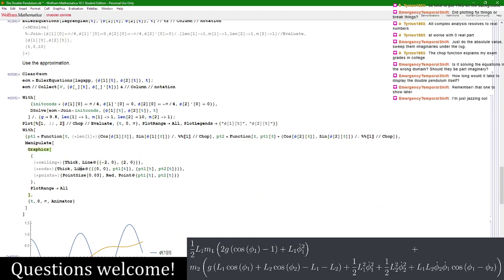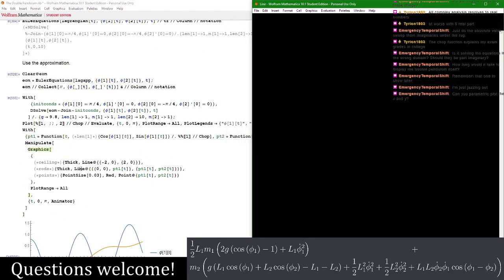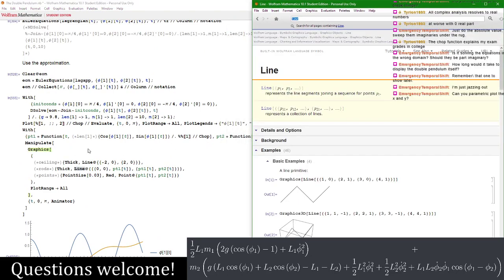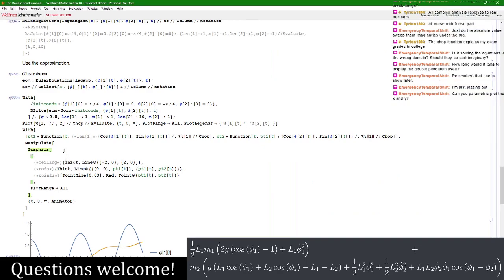So, does Line not? No, it does support a collection of lines. Let's see. Emergency, can you parametric plot the X and Y? Yes. You'd have to convert it, though. I mean, it's just a polar to Cartesian conversion.